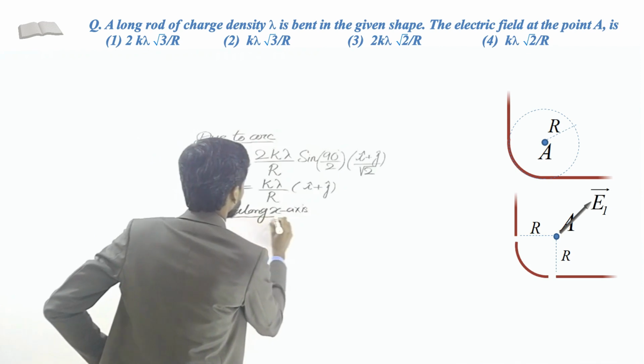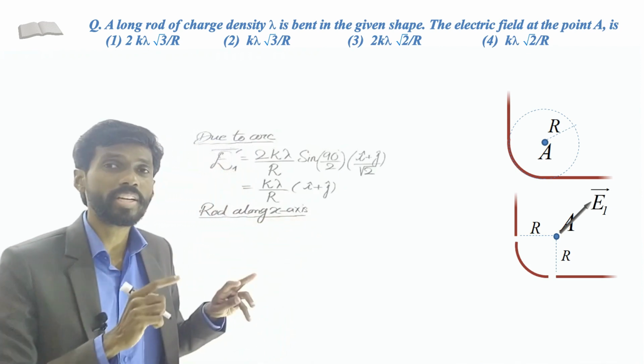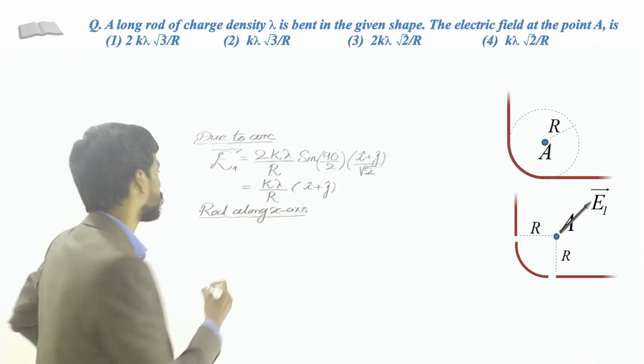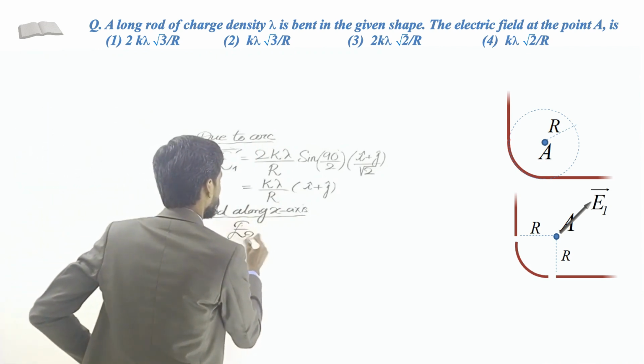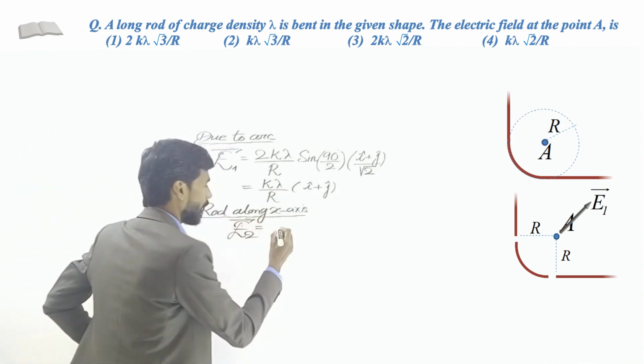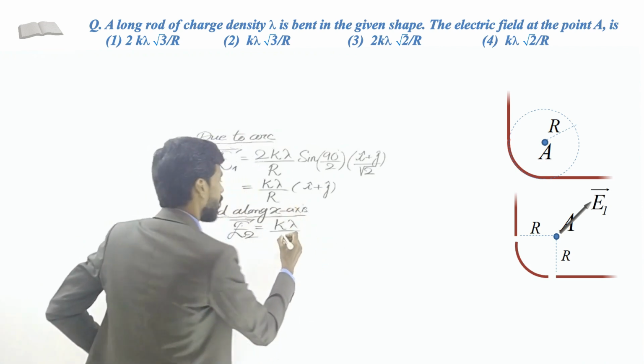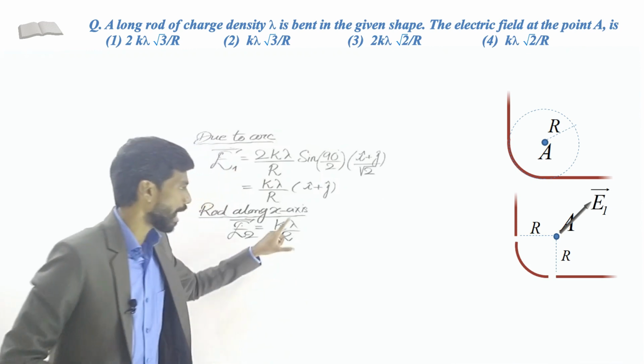So, electric field due to the rod along the x-axis. That is a semi-infinite rod, so we need to find the electric field. We have the same formula. Let us take this to be E2 vector. That equals k lambda divided by that distance, which is the radius only. So k lambda divided by r.